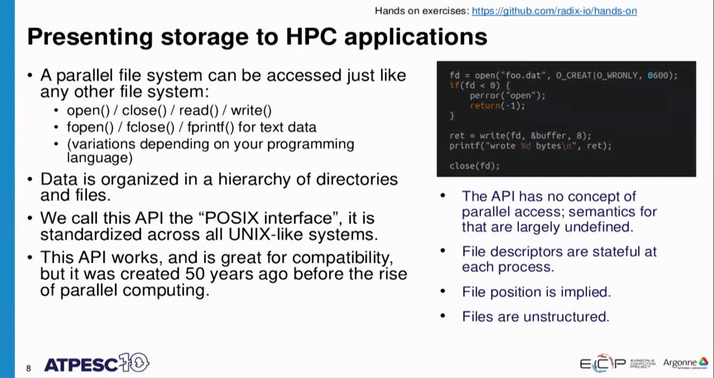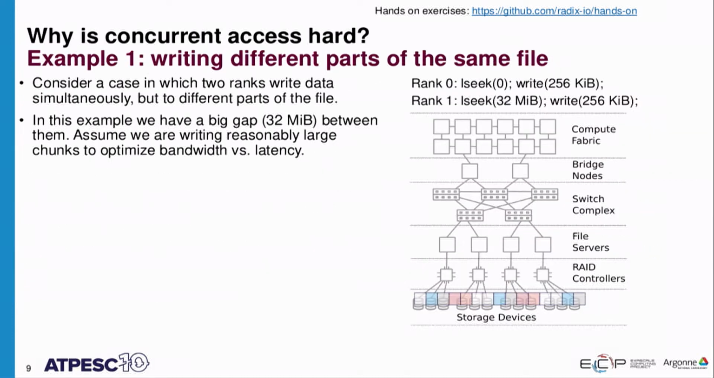The file descriptors are stateful, so if you have 1 million processes open a file, there's 1 million file descriptors that all have a little bit of information about the file. That's not great for scalability or coherency. The file position is implied, so when I write, it's assumed that it's going to be at the beginning of the file, and if I write again, it will be a little bit further into the file. It's like a stream. Streams aren't great if you have 1,000 people trying to use the same stream at once. And the files are unstructured, it's just bytes. There's nothing telling you what each byte means or what is the significance of different parts of the file.